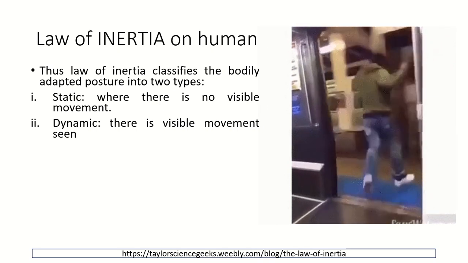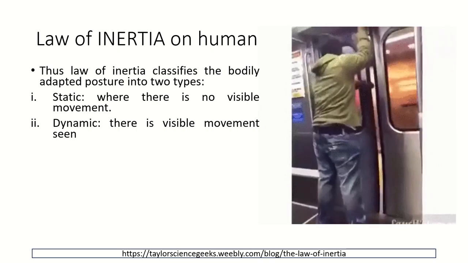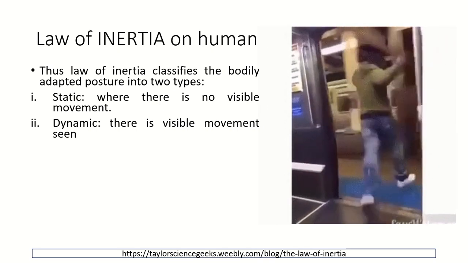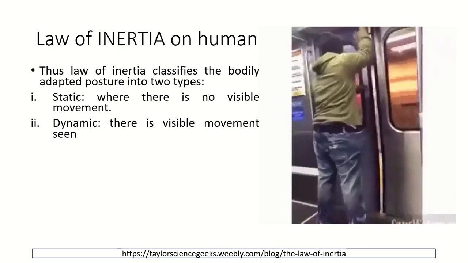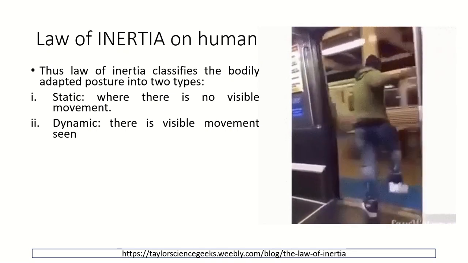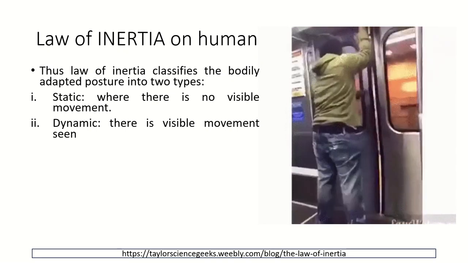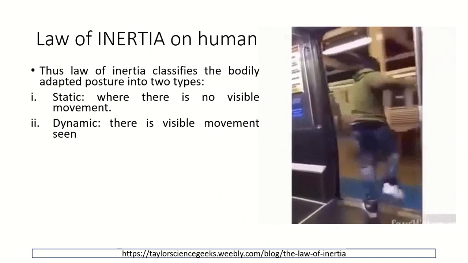Thus, the law of inertia classifies the bodily adapted posture into two types, static and dynamic. When there is no visible movement, it means static. When there is definitely a visible movement, that means it is in a dynamic posture.